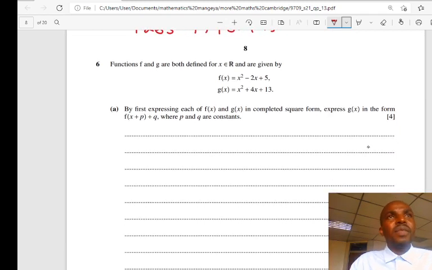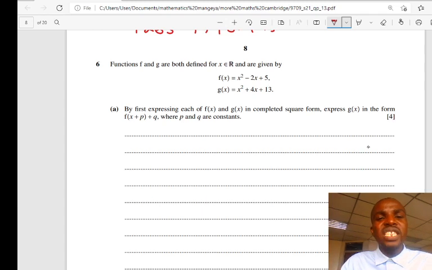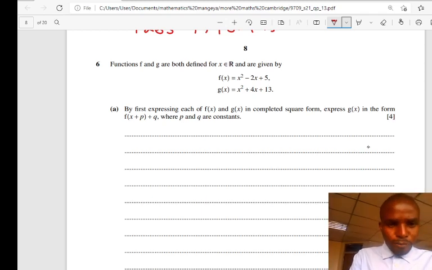Question number 6. Functions f and g are both defined for x an element of all real numbers and are given by f of x equals x squared minus 2x plus 5, then g of x, x squared plus 4x plus 13. By first expressing f of x and g of x in completed square form, express g of x in the form f of x plus p plus q, where p and q are constants. Right, so first thing first, let's complete the square first.